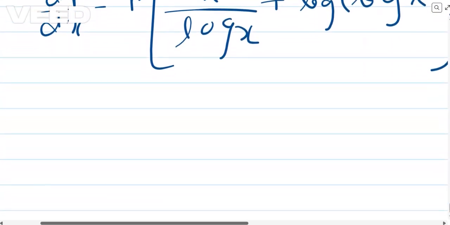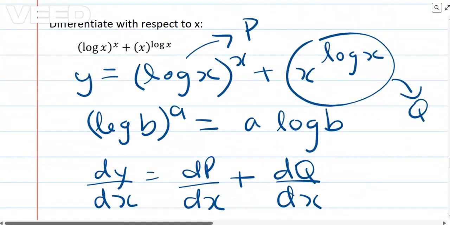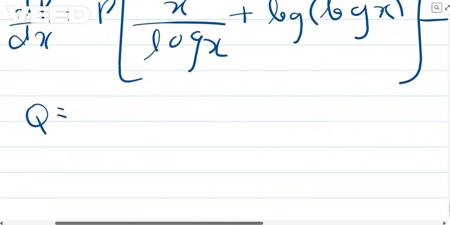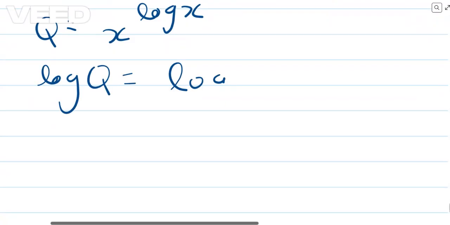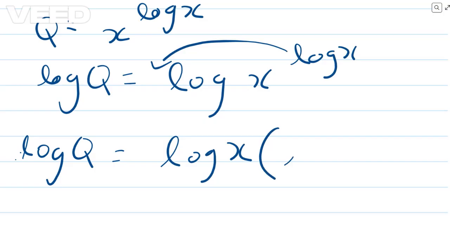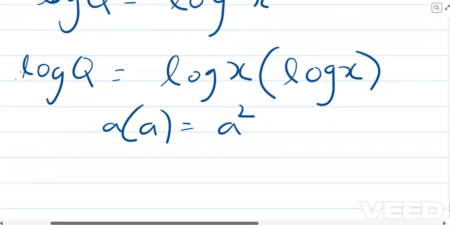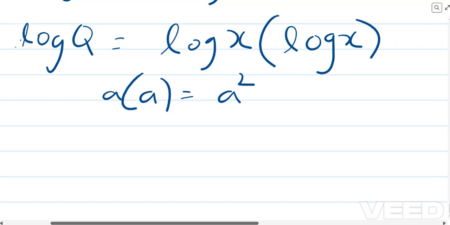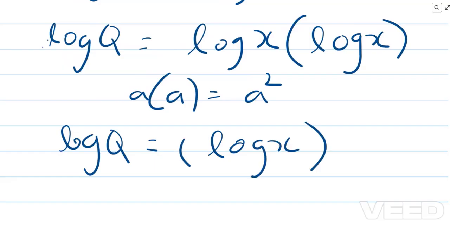Now similarly, we'll be differentiating q. What is q here? q is x to the power log x. So here also we'll be taking the log on both sides. We get log q is equal to log of x^(log x). So the exponent will come down, and log q is equal to log x times log x. As you know, if we have a times a, we can write this as a squared. So we're going to do the same thing here: log q is equal to (log x) squared.